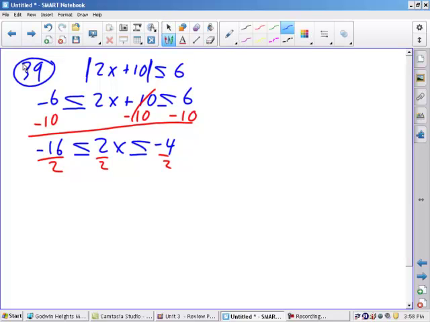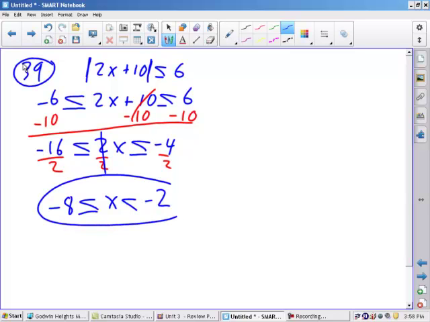And I get, that crosses out, I get negative 8 is less than or equal to x is less than or equal to negative 2. So it's x is between negative 8 and negative 2. And so what I need to do then is go ahead and write this out as either the union or intersection of two sets. And what I'm going to do is I'm going to write it actually as the intersection. So this is a partial answer. This is a good start.